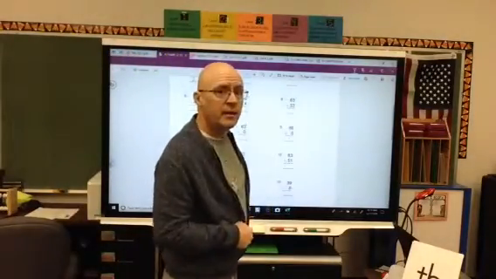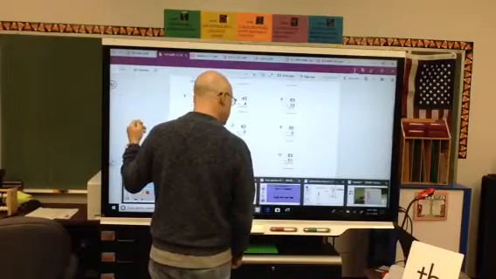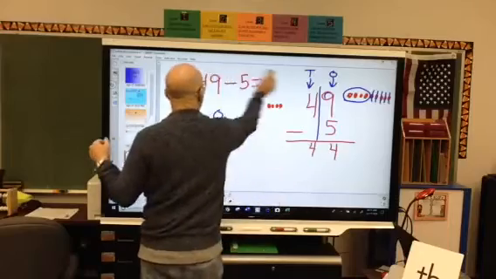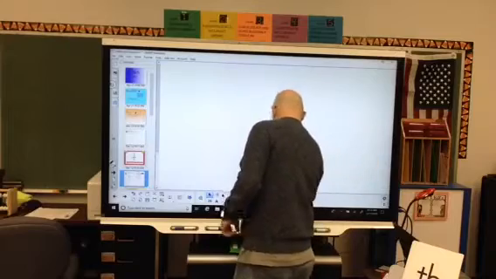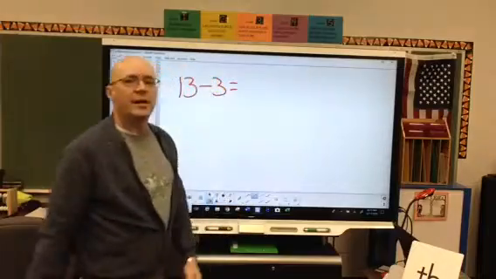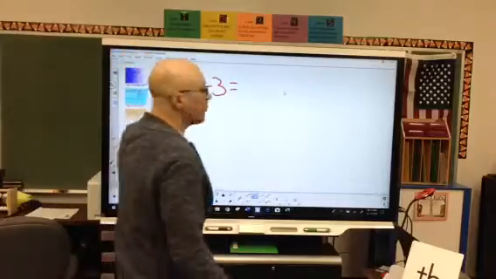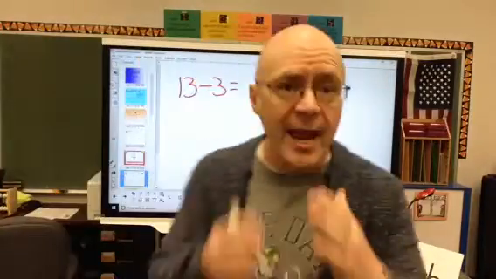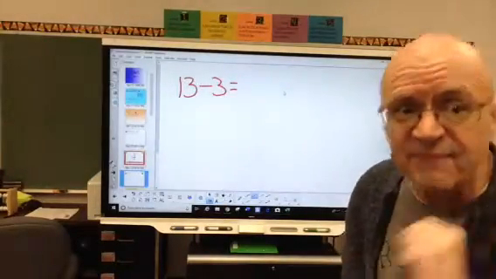Let's do 13 minus 3. If I have 13 minus 3 equals, in order to do this problem I'm going to stack it up and down. Sometimes you'll see them written across, but you stack them up and down to find the difference. The answer to a subtraction problem is a difference.